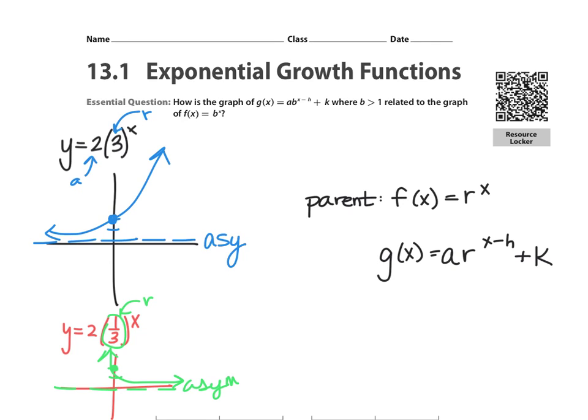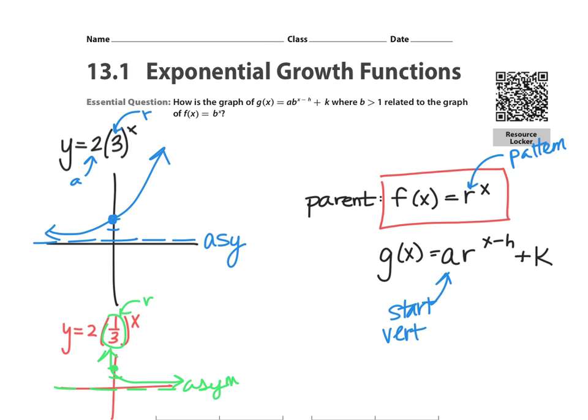So let's look. You can see the parent function, that's the most basic function, looks like this. And I've actually changed it from the book because we know that this is R. The book calls it B. So this is my pattern. You all know that. And then our new functions, some things that we want to note. A is still going to be, in my mind, our starting value. It is also going to be where we have, just remember our transformations, vertical stretches or compressions.